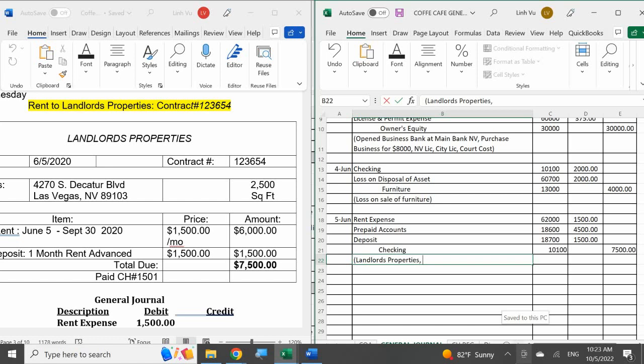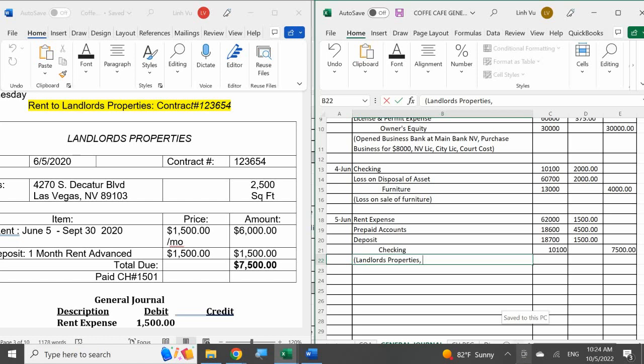And then the second thing is, what is the proof of transaction? It would be the check that was written. The check that was written. What else is the proof of transaction? Is there a list of items that I purchased? It would be the prepaid account. Okay, so that's for my chart of accounts.